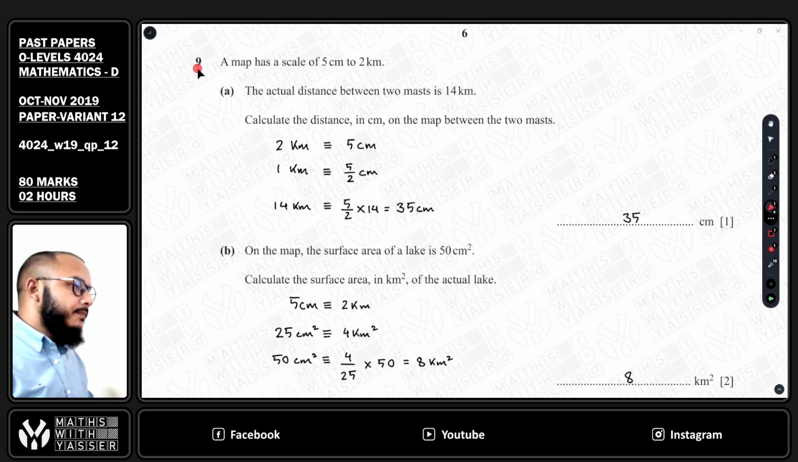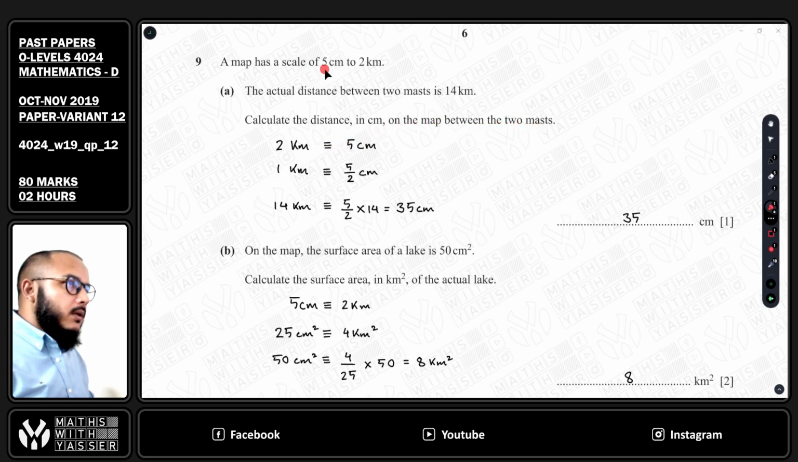Question number 9. A map has a scale of 5 centimeter to 2 kilometer. The actual distance between two masts is 14 kilometer. Calculate the distance in centimeter on the map between the two masts.